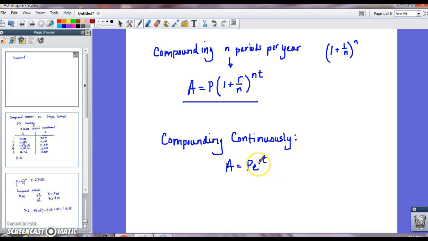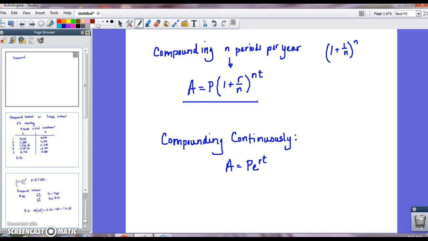So our variables are the same. P is your principal or your initial or starting amount. R is your interest rate. T is time. But we're using this letter E, and E has that approximation of 2.7. Like I said, it is in your calculator. If you do second and then the division symbol, that will give you E. Okay, so it is in your calculator. So that's the idea behind that.